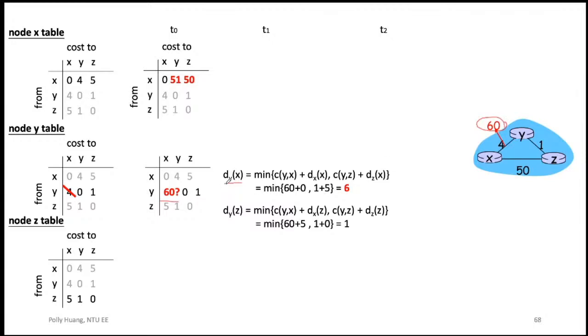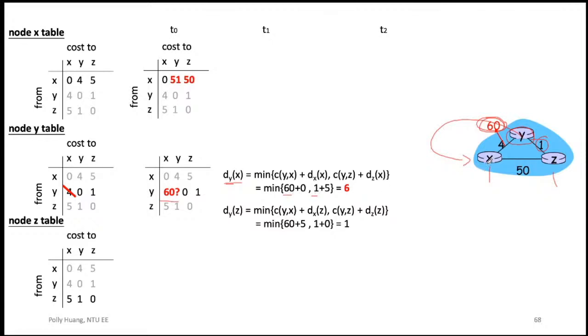Okay, so dyx, source being y, destination being x, going through two neighbors, x and z. Link cost yx is 60. Link cost yz is 1. So we have 60 here and 1 here.